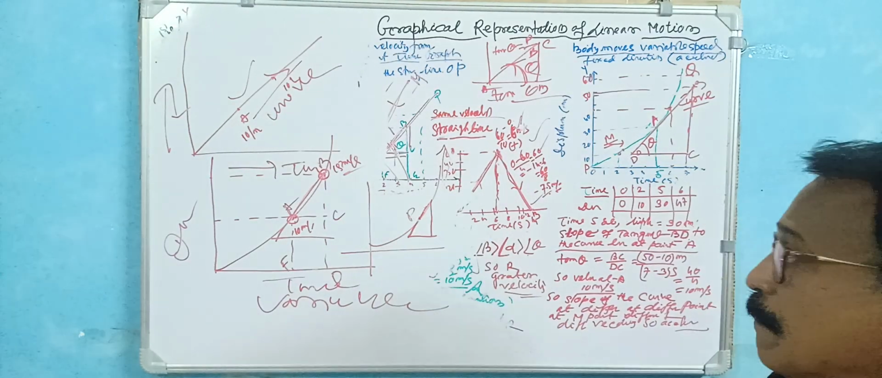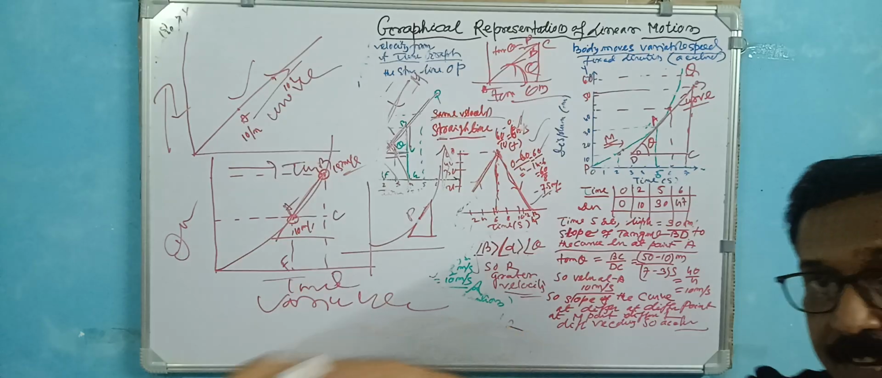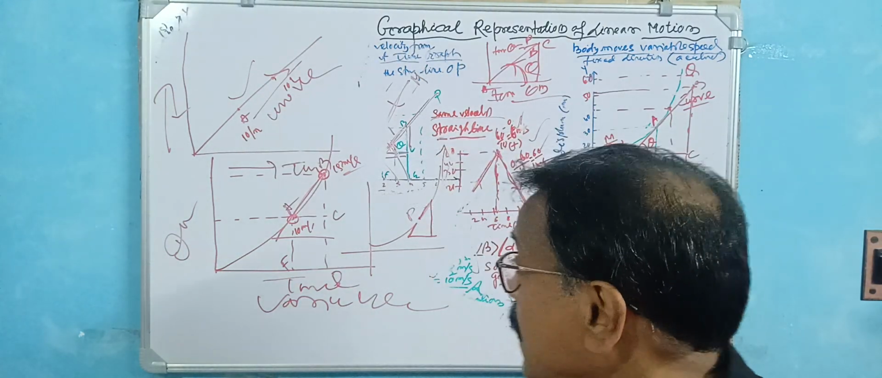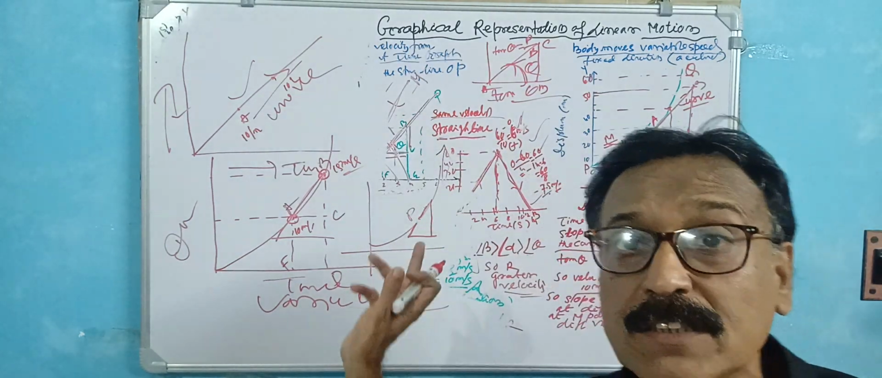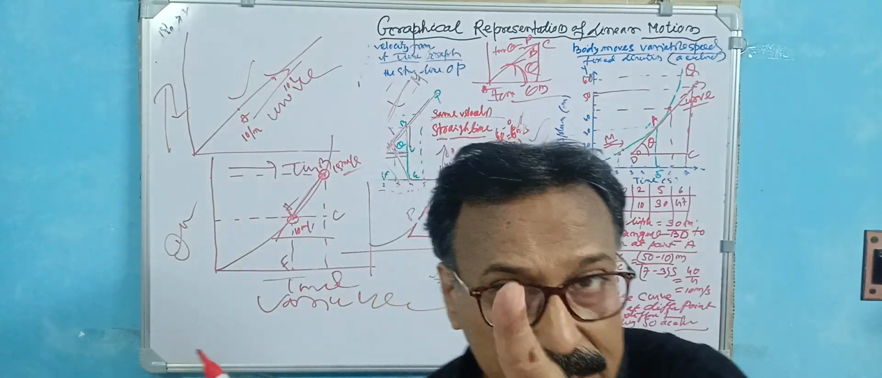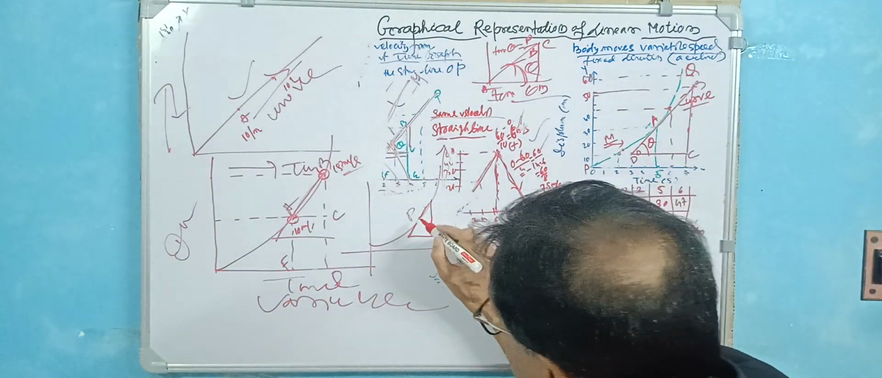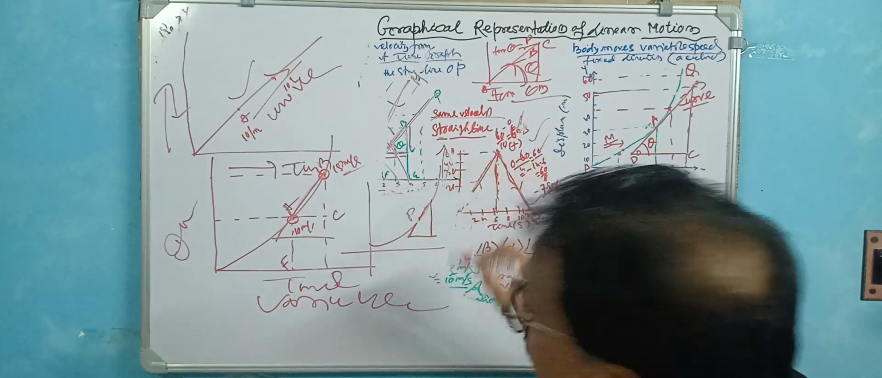Suppose this is a point P. At that point, you just calculate the velocity at that instant. At this point, what is the velocity of the moving car? Is that clear? For that reason, you mark the point and draw a tangent from there.